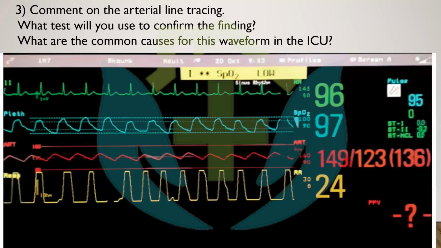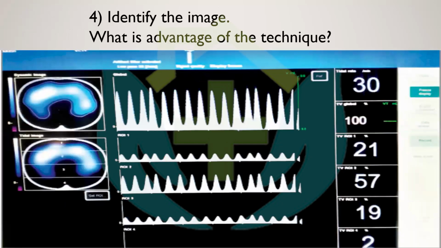Comment on the arterial line tracing. What test will you use to confirm this finding, and what are the common causes of these waveforms in the ICU? This is overdamping due to kinking, clots in the line. We'll do flush test. Any more name for that test? There is a specific name for that test. Do you remember? We'll do the fast flush test. Fair enough. No issues. Good.